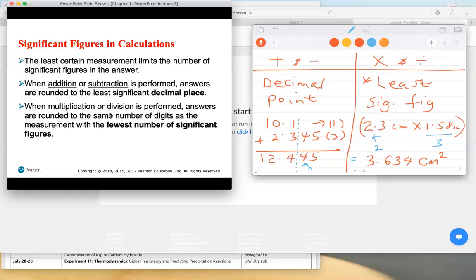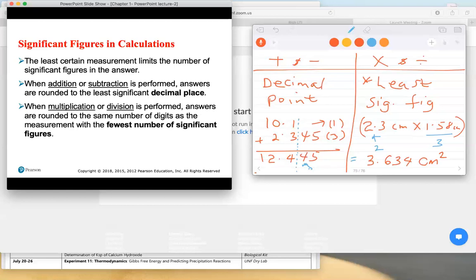The rule for significant figures: the number with the fewest significant figures controls how many significant figures you will have. And there is the rounding off. Answers are rounded off to the same number of significant figures as the measurement with the fewest, or the least. Fewest or the least is the same thing. I like to go with the least. Over the years, I've just configured my mind that it's the least.